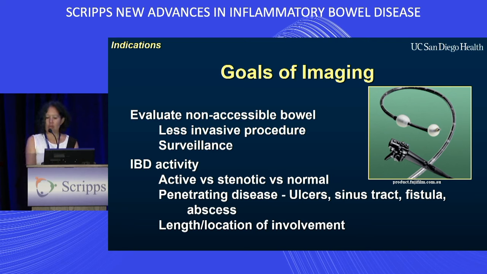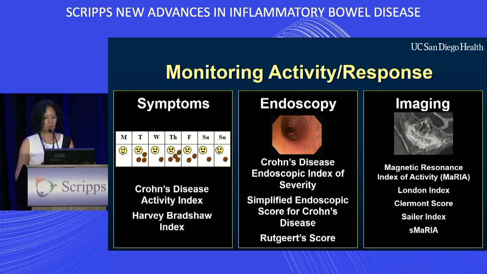Another advantage to MR enterography is that we can also look at the length and location of every site of involvement. We can look at any part of the jejunum, any part of the ileum, and tell you exactly how many sites of disease there are and how long all of those segments may be, in an increasingly quantitative manner as we see with improving technology.